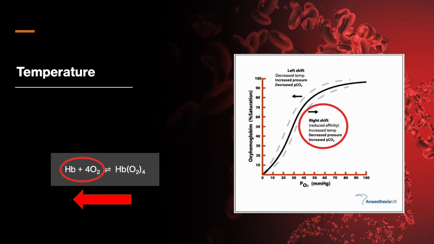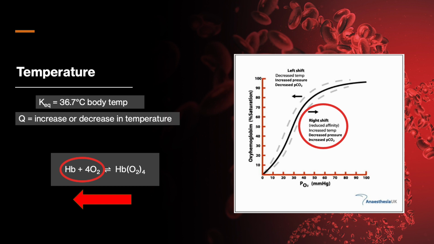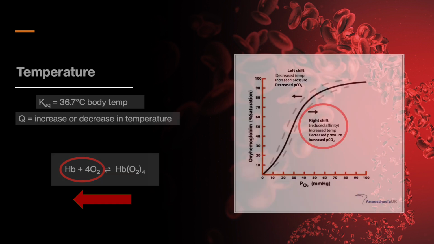Therefore, the equilibrium constant in terms of temperature is represented through a normal body temperature of around 36.7 degrees Celsius. With an increase in temperature, and therefore a change in the reaction quotient, it lowers the oxygen's ability to bind to haemoglobin due to the high demands of the working cells and tissues.